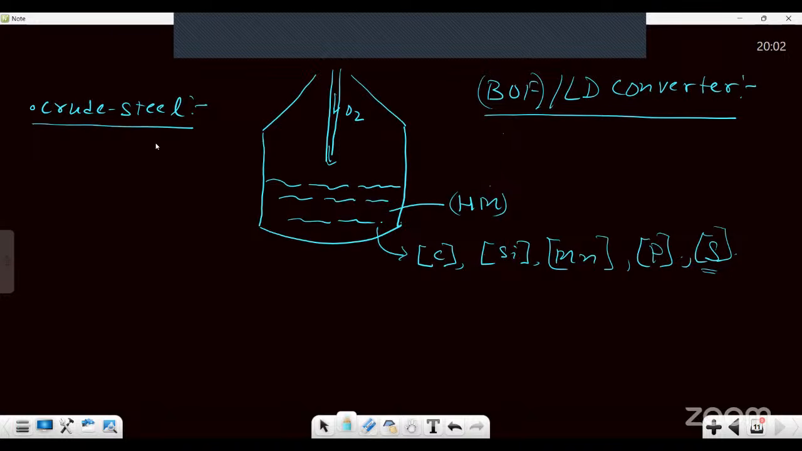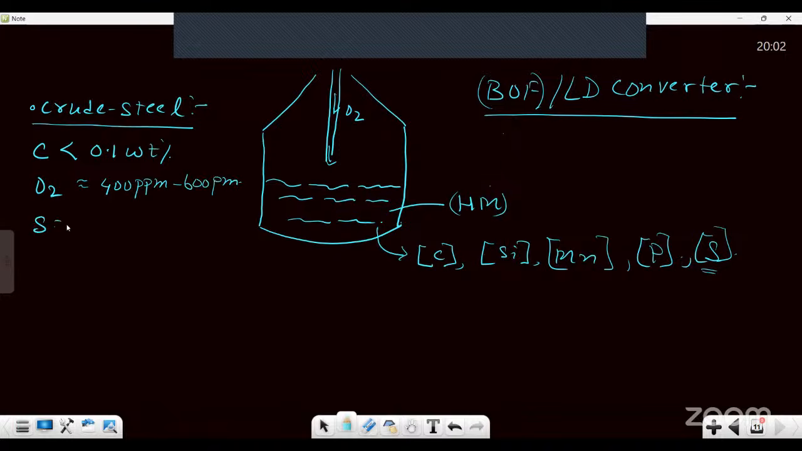Now, in the crude steel, what happens? What is the composition of the crude steel? I can say that the carbon has to be less than 0.1 weight percent. Oxygen should be around 400 ppm (parts per million) to 600 ppm.